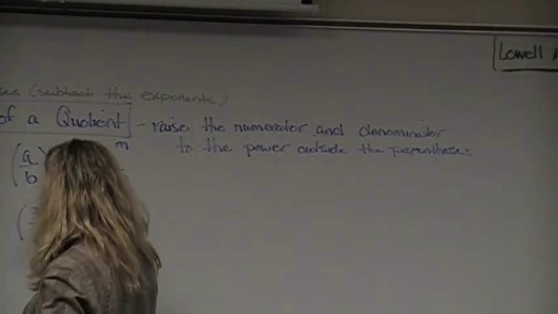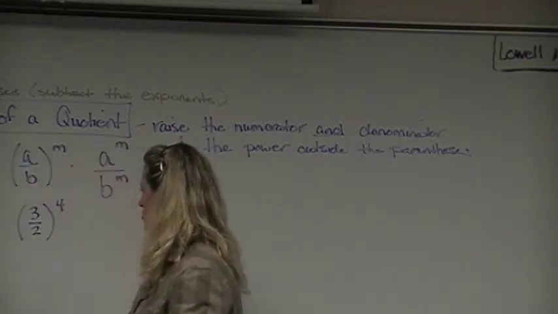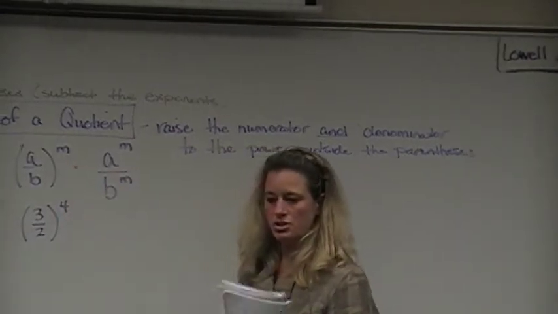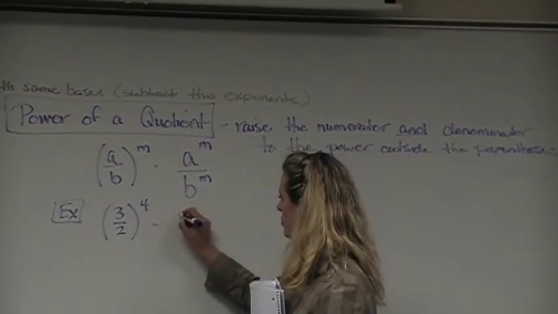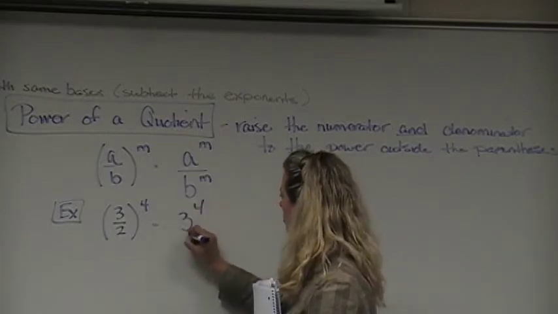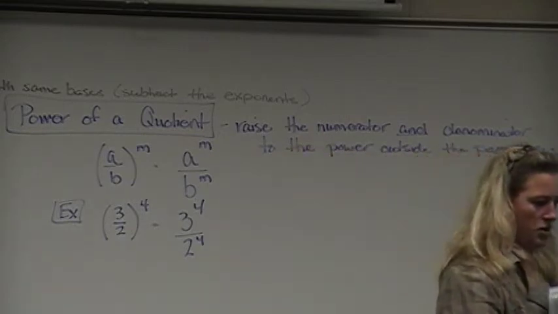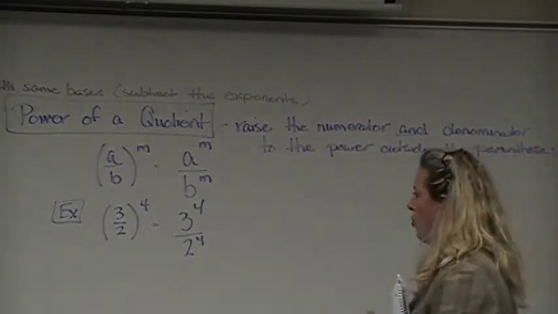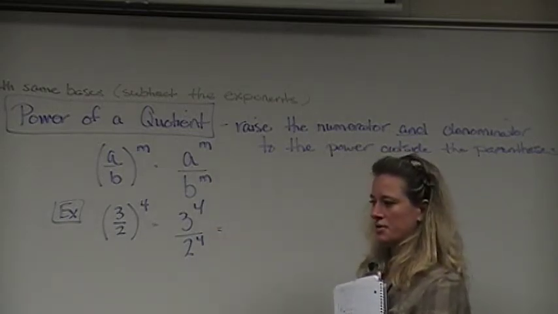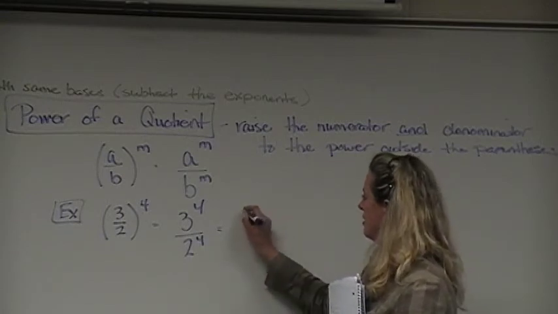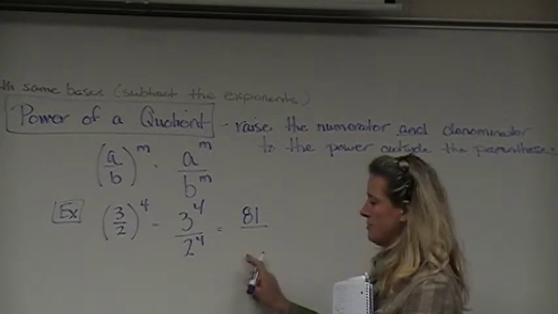3/2 to the 4th power. So guys, if we have to use this power of a quotient, what do we do? We first raise to the 4th power. 3 to the what, class? 4th over 2 to the 4th. Now I believe they want us to keep it as exponents first, but if I asked you to simplify this further, what would it become? 3 to the 4th is what? 3 times 3 is 9, 9 times 3 is 27, 27 times 3 is 81, and then 2 to the 4th. 2 times 2 is 4, 4 times 2 is 8, 8 times 2 is 16.